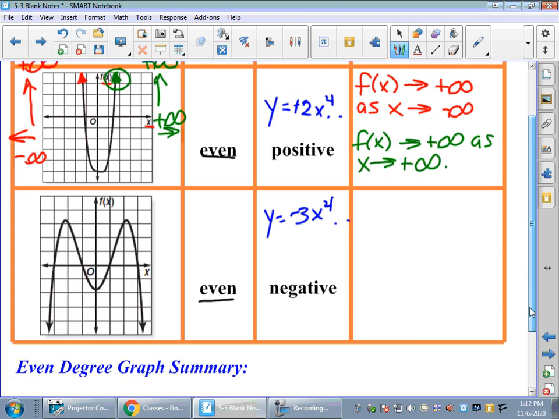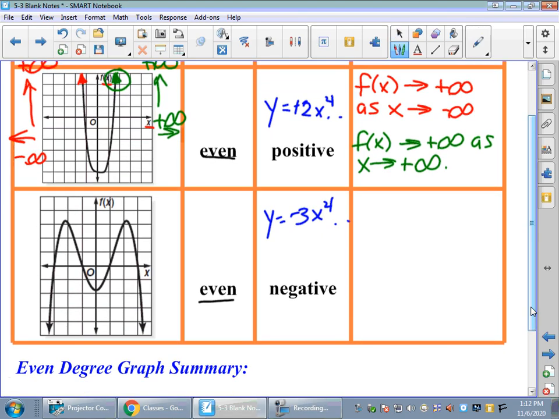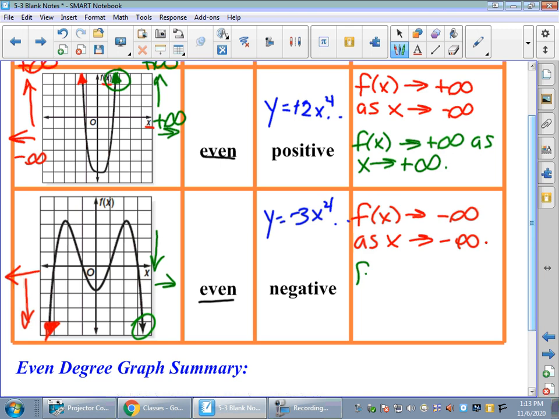In the second graph here, the first arrowhead is pointing down. So that means f of x is approaching negative infinity as x approaches negative infinity because it's going down and also to the left. And the green arrowhead here is going down and to the right. So we just got to get fancy. F of x approaches negative infinity as x approaches positive infinity. I'm going down and to the right.